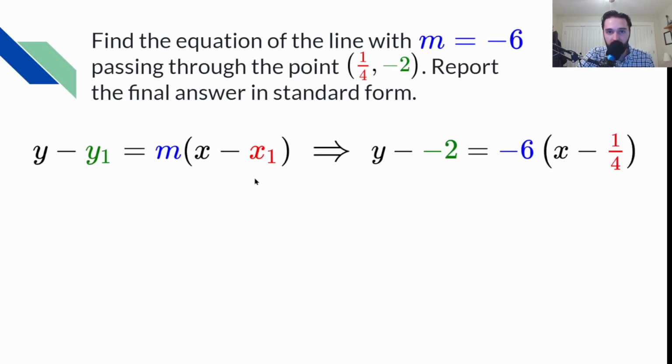We can just plug in our values. m is -6, x1 is 1/4, and y1 is -2. So on the left-hand side, we have y plus 2. And then on the right-hand side, we have -6x. We're distributing, so -6x plus 6/4. 6/4 reduces to 3/2.